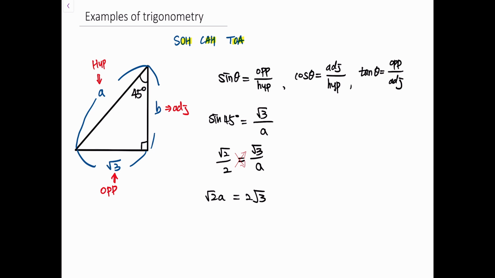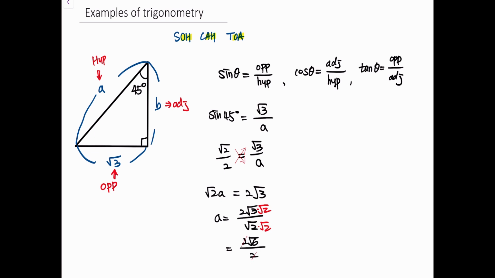And we can divide both sides of the equation by rad 2, which will give me 2 rad 3 over rad 2. We can rationalize this fraction by multiplying both the numerator and denominator by rad 2. That gives me 2 rad 6 over 2, and we can cancel these 2's. Finally, we get the A value of rad 6.